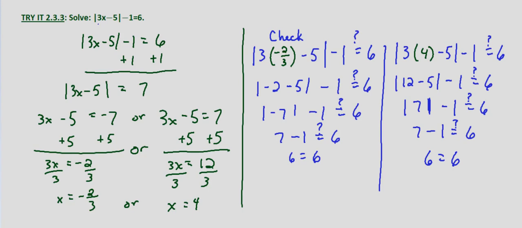So the solution of the absolute value of 3x minus 5 minus 1 equals 6 is x equals negative 2/3 or x equals 4.